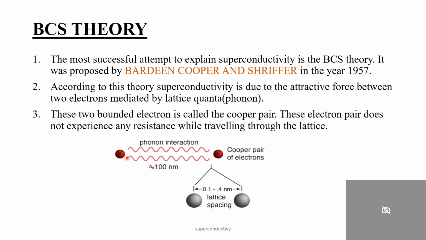We can see that these two electrons make a pair via a phonon. The distance between these two electrons is 100 nanometers. These two bound electrons are called the Cooper pair. This electron pair does not experience any resistance while traveling through the lattice. As the Cooper pair does not experience any resistance, we have zero electrical resistance in the superconductor.